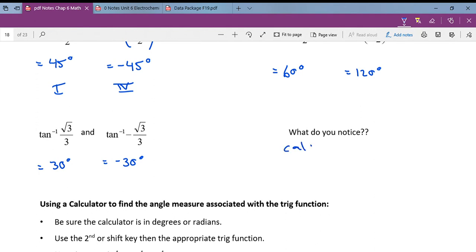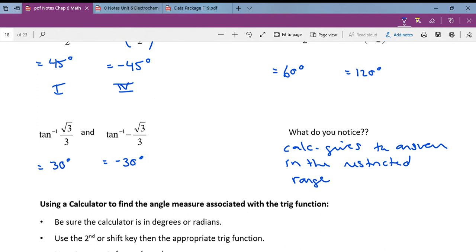The calculator gives the answer in the restricted range. Sorry, I keep saying domain, but I've got in my head they're switched because I think of them the other way.